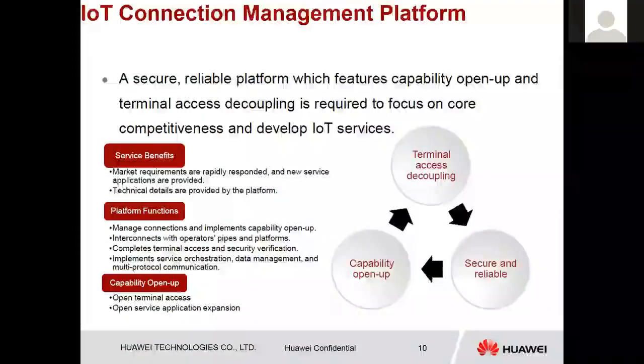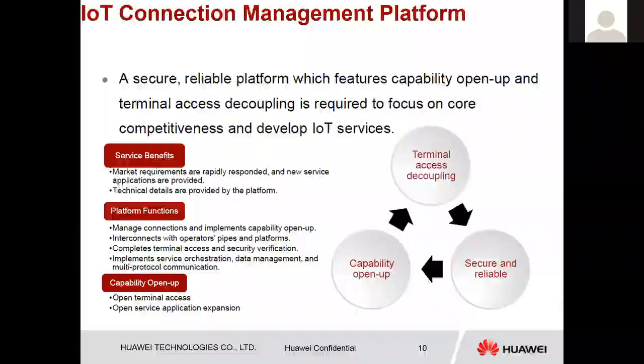Here we can see we have three aspects of capability. The first is terminal access discovery. This one can help us to access all kinds of devices, because our platform can support many different protocols. Different protocols access different devices, but our platform can support all of them, or most of them.